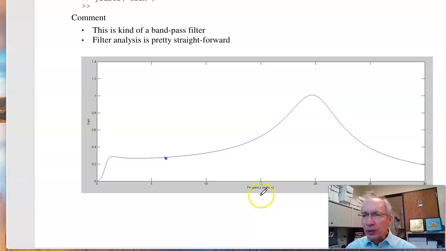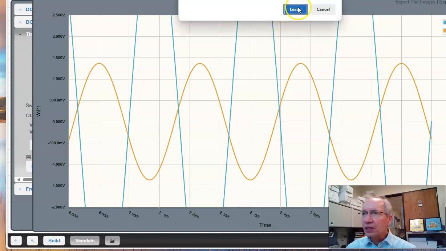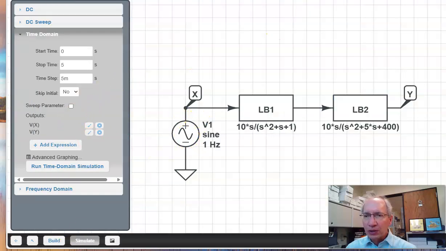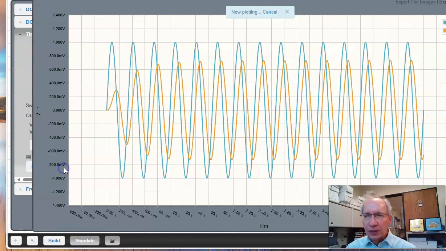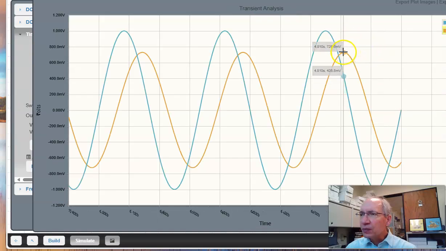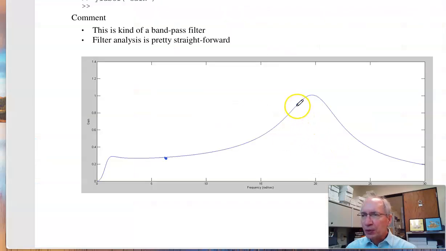Let's try another point. At 2 Hertz, that's too easy. 3 Hertz, about 18 radians per second. Gain ought to be a little bit less than 1. Let's try it. So the input is 3 Hertz, 18 radians per second. Simulate, run. Here's the output, the orange line. Peak is 0.728. So at 18 radians per second, the gain is 0.728.